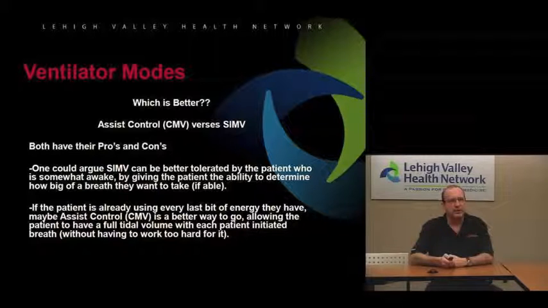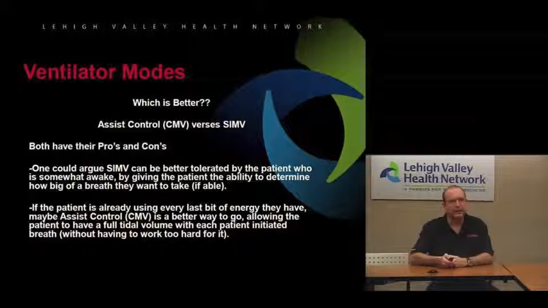So now the big question is, which is better? Assist control, also known as the CMV, or the SIMV, the synchronized intermittent mandatory ventilation. They both have their pros and cons. Some people might argue that SIMV might be better tolerated by the patient who's somewhat awake. It gives the patient more of an ability to determine how big of a breath they want to take on their own, especially when they're more awake.